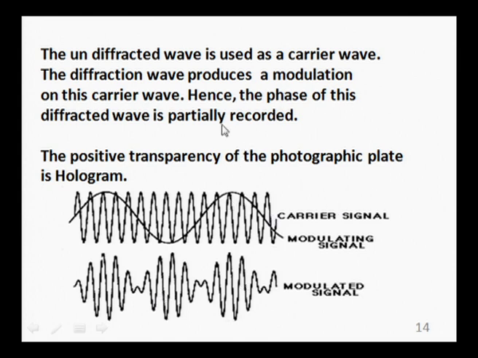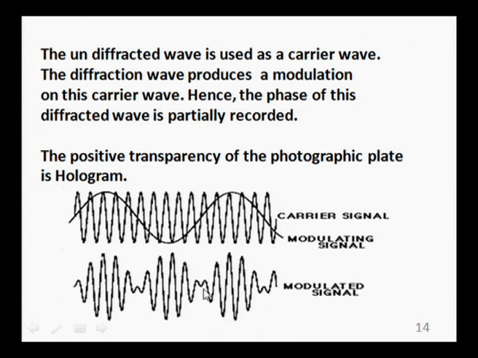In this carrier modulation, the phase of the diffracted wave is partially recorded. Hence, this particular wave that you are observing, from smaller amplitude to increasing amplitude and maximum, then decreasing, again increasing and decreasing, is called the modulated signal.